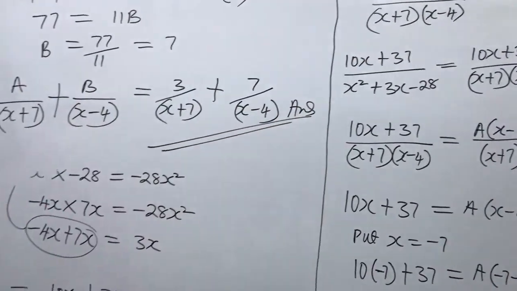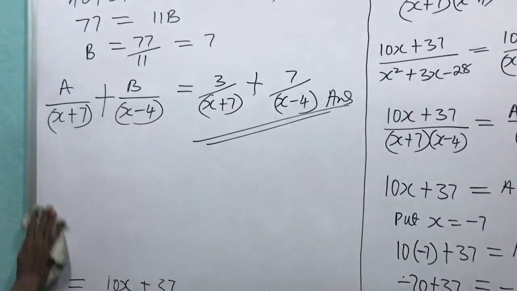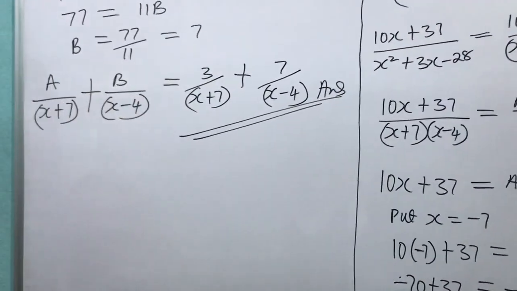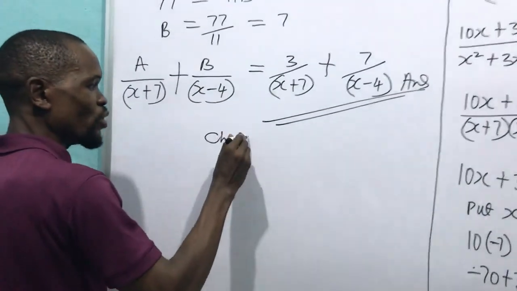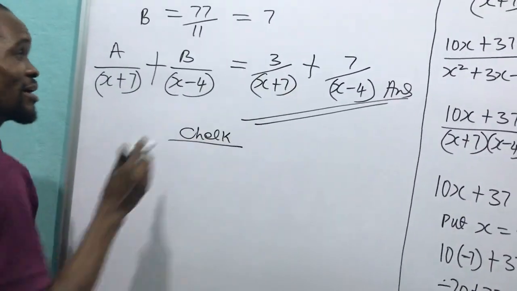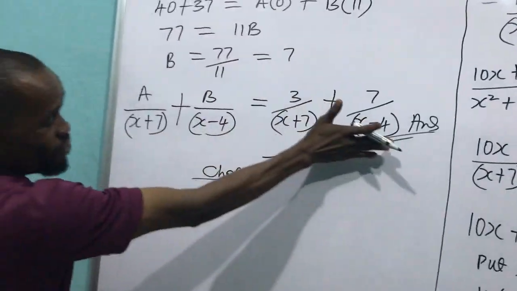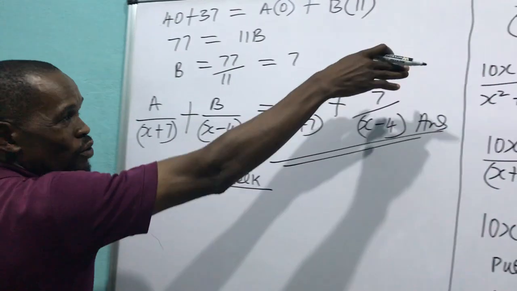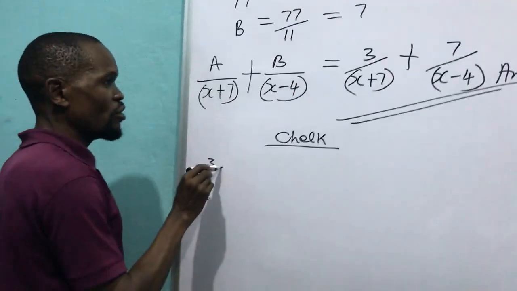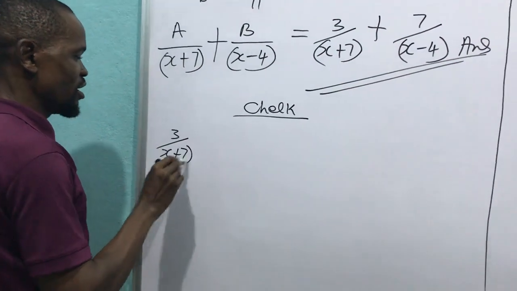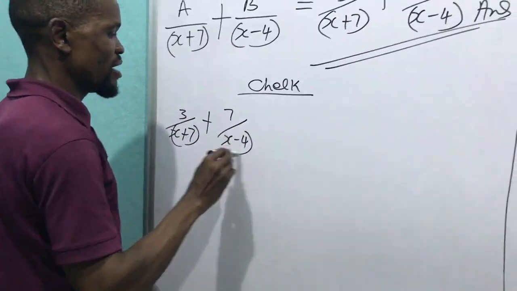Can we check? Now let's check. Let's use a small time to check whether this fraction is what produces that compound. I'm checking. This is not among what they asked us to do, but we want to check our results. We have done it and got our answer, but I want to check so that you will confirm. We have 3 all over x plus 7 in brackets plus 7 all over x minus 4 in brackets.